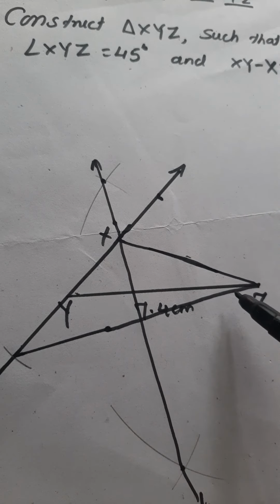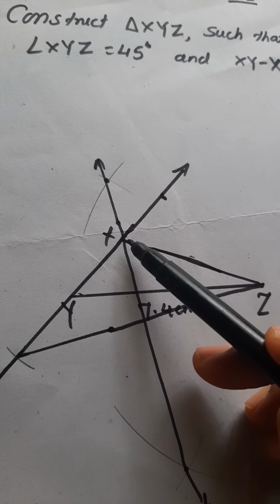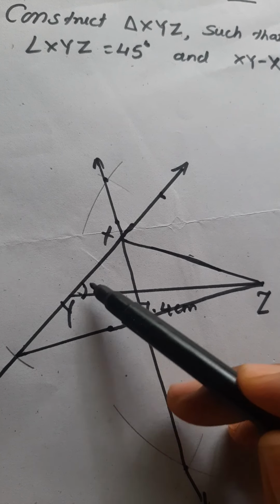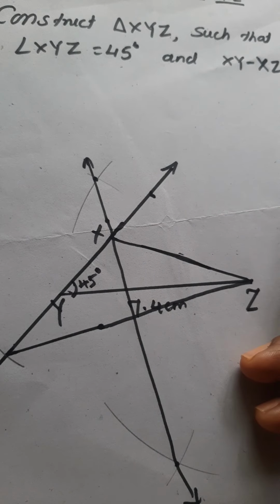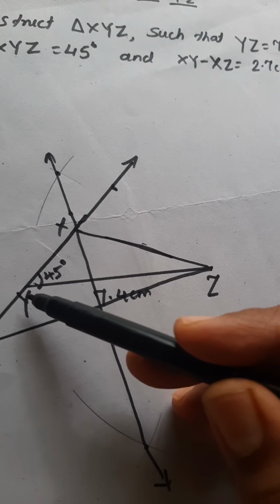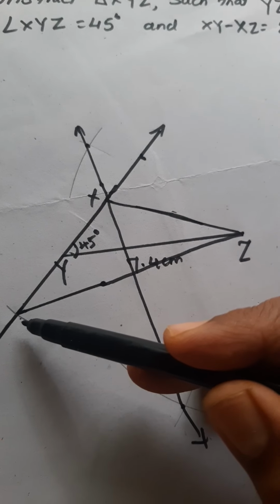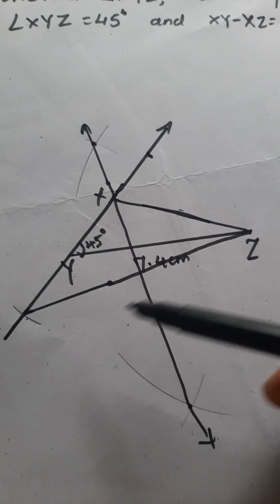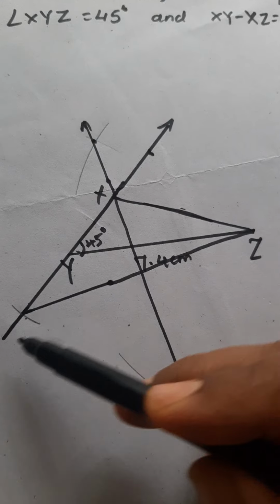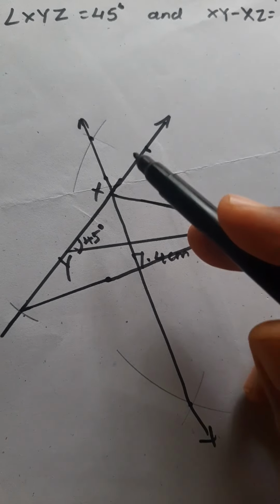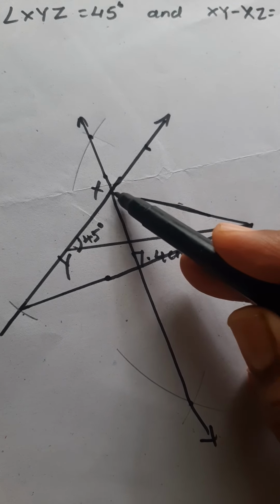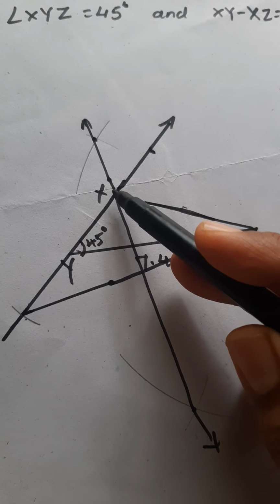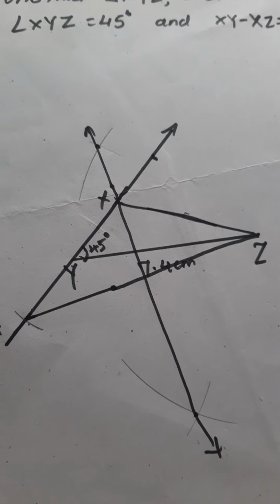What we have drawn here: I have drawn 7.4 centimeter, then a 45 degree angle, and at 45 degree I have extended this line. Now I have measured 2.7 centimeter and made the arc downward for 45 degree. Then I have drawn this AZ, and from AZ I have drawn the perpendicular bisector, and the new point I have got is X, and we have joined XZ. Therefore we have got the triangle XYZ.